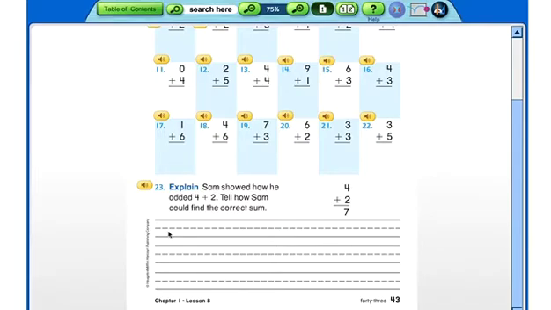Did you just know your math facts? Did you count on? Did you draw me a picture of circles or did you draw me a picture of stars? Tell me how you solved that.